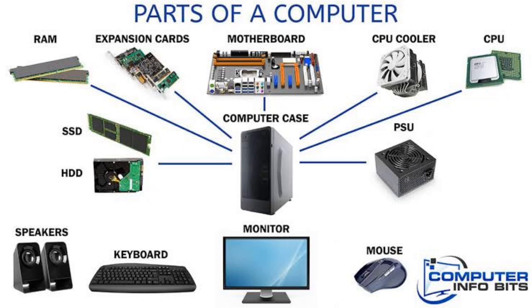so here are the different parts of computer like RAM, random access memory, expansion cards, motherboard, CPU cooler, PSU, computer case, monitor, mouse, keyboard, speakers, etc. So these are all parts of computer. Okay.